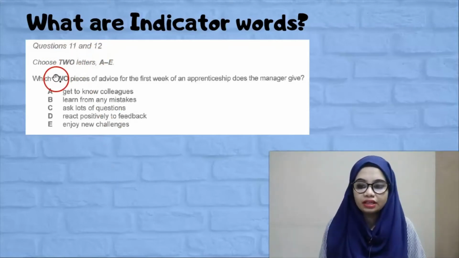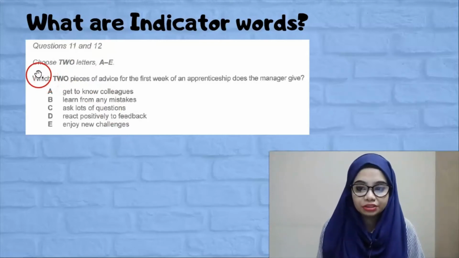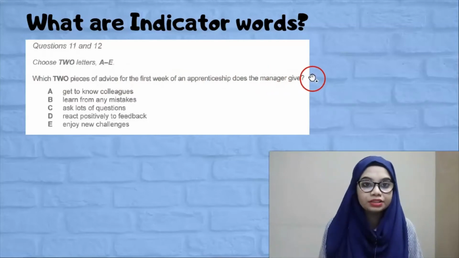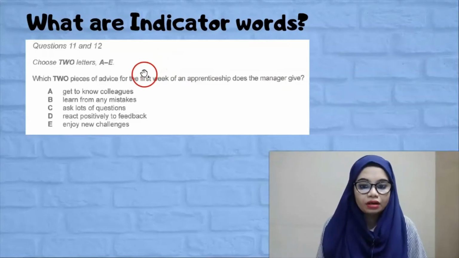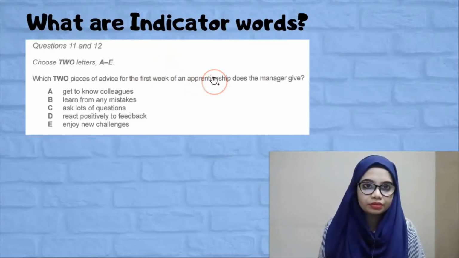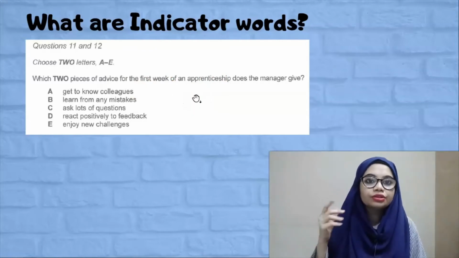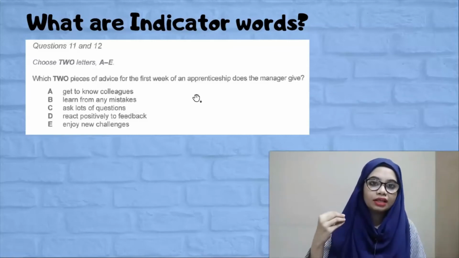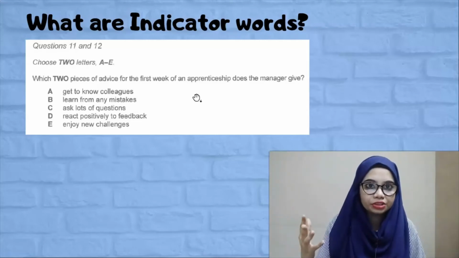Questions 11 and 12, these are from Cambridge 14 test 1 and section 2. Choose 2 letters A and E. Which 2 pieces of advice for the first week of an apprenticeship does the manager give? So in the question, the keywords or the indicator words are first week of apprenticeship, because the question is time specific. So it's possible that in the audio the manager might talk about something that would be in the longer term that might not apply to the first week of apprenticeship.